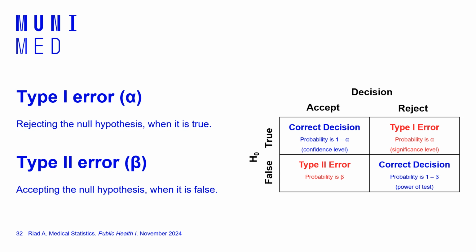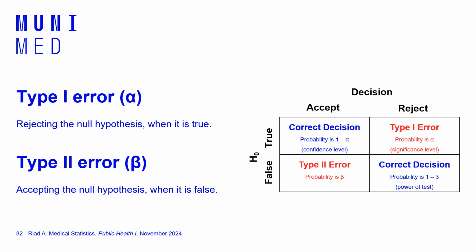If you accepted the null hypothesis while it was true, this is a correct decision, and this correct decision is called the confidence level, or C, and this is the probability, which is 1 minus alpha. However, if you rejected the null hypothesis while it was true, as we say, this is called type 1 error or probability alpha, and this is called the significance level. We will learn later about this terminology, I mean confidence and significance level.